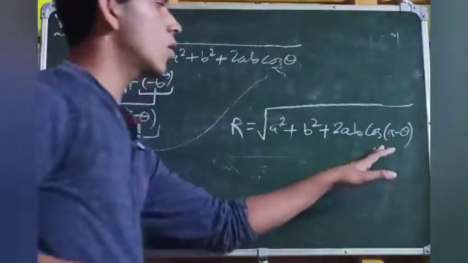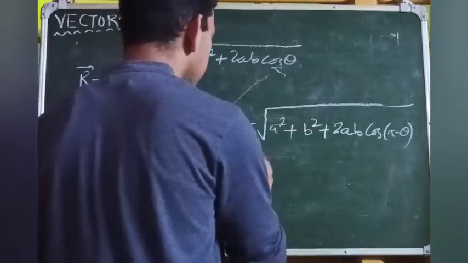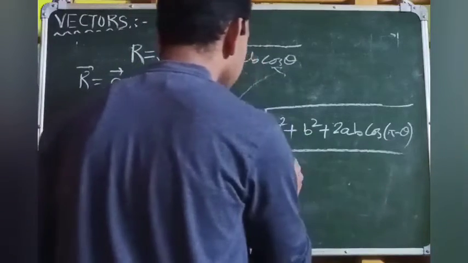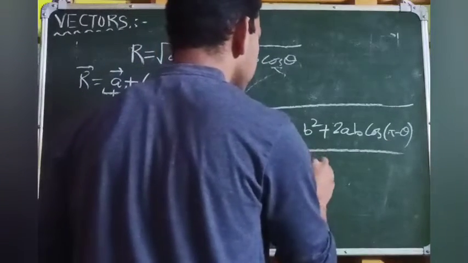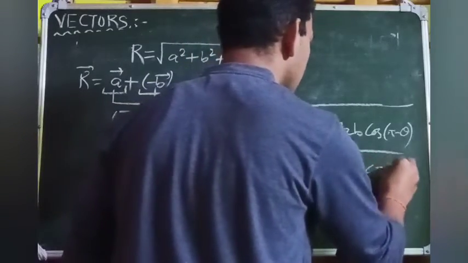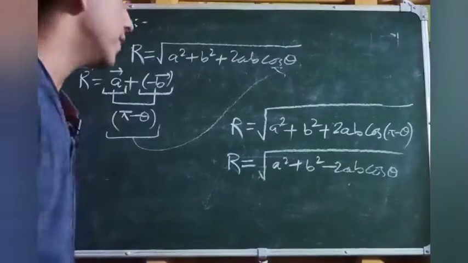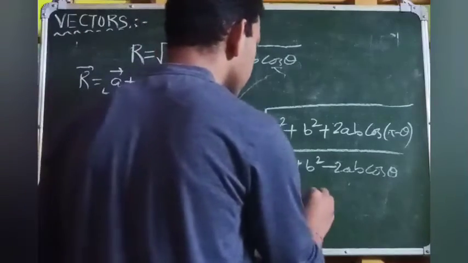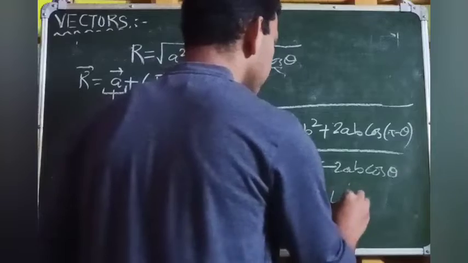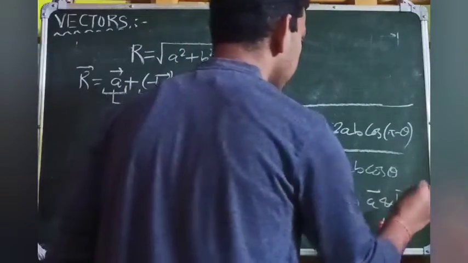Now, we know that cos of 180 minus theta is minus cos theta. So, we are getting another formula, root under a square plus b square minus 2ab cos of theta, where theta is the angle between a vector and b vector.